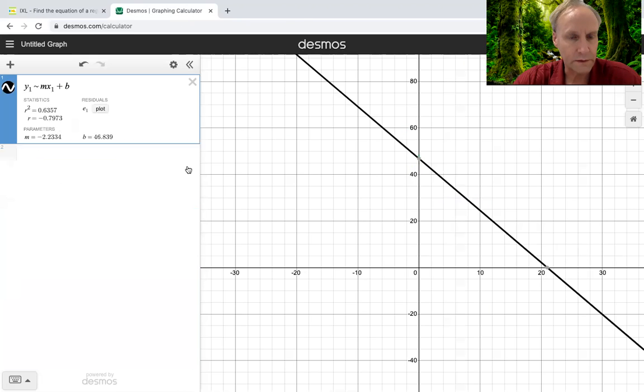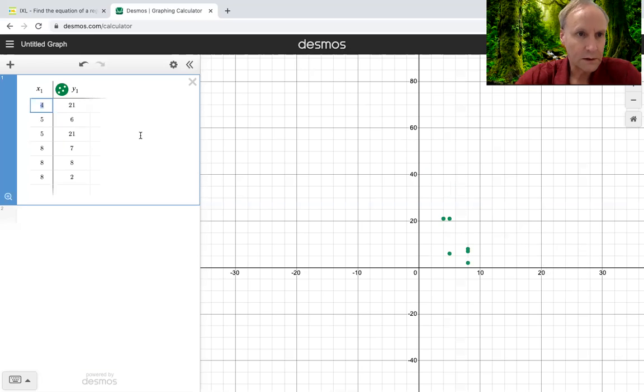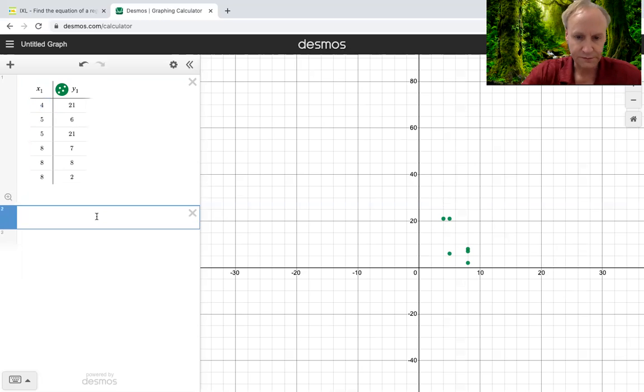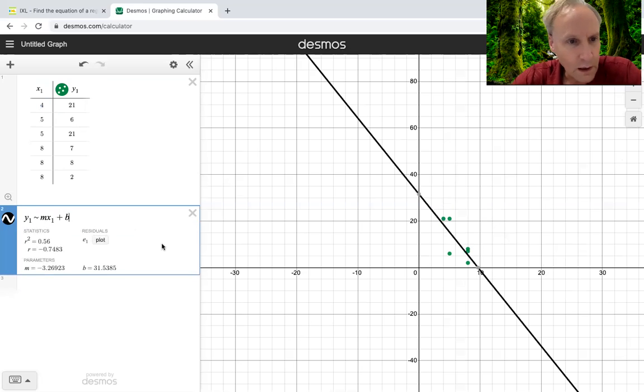And we're going to get rid of these guys. I'm going to put it in blank. V. It worked out. Looks like a fairly strong negative correlation. This isn't very strong. This is probably about a negative 0.8, if I had to guess. So let's see, y1 tilde mx1 plus b, negative 0.75. So it wasn't too far off. There it is. There's our negative linear regression line.